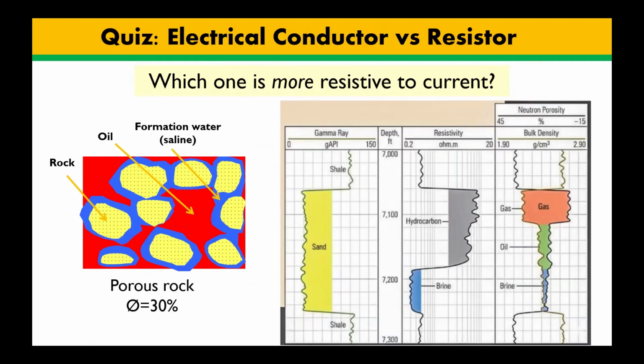Now let's repeat the same quiz for our reservoir system. A reservoir with oil, rock grains and formation water. Write your response in the chat box. Which one is more resistive to current? It is the rock, grains, the oil, the formation water. For this reservoir system, which one is more resistive to current?